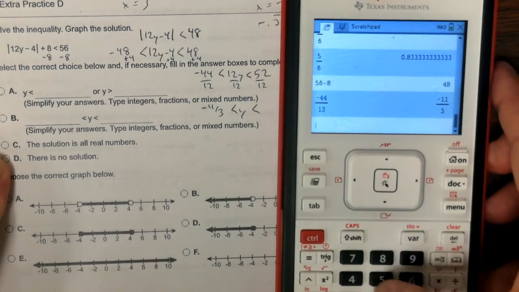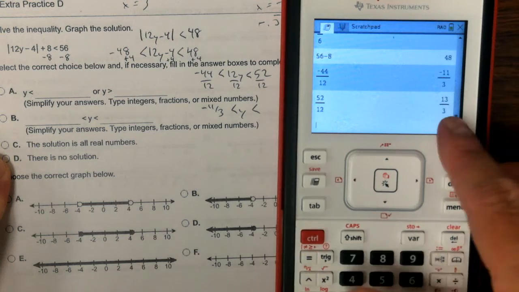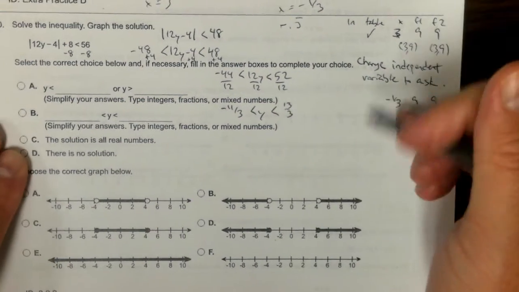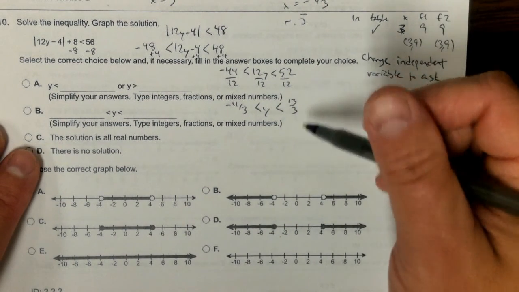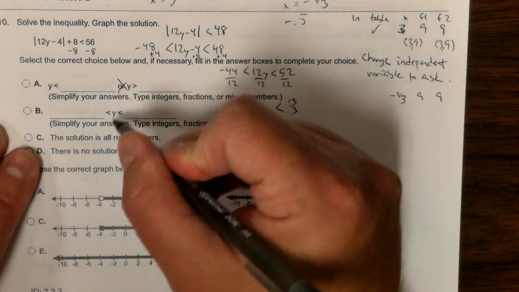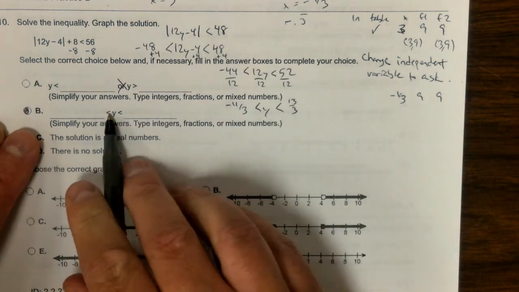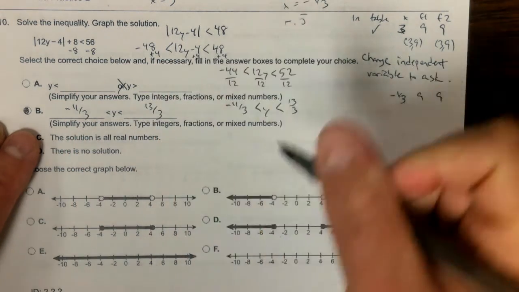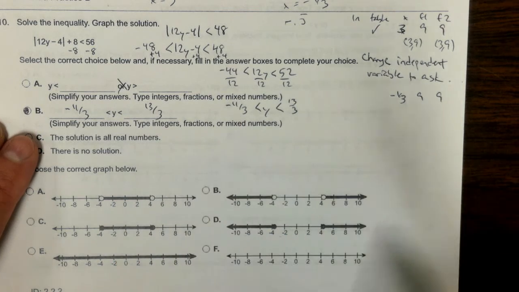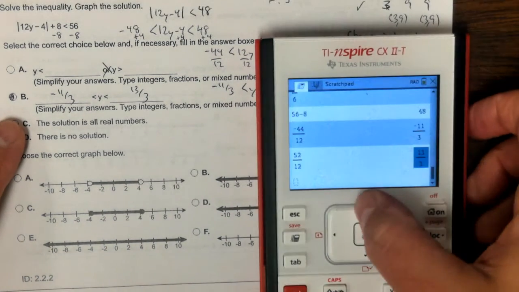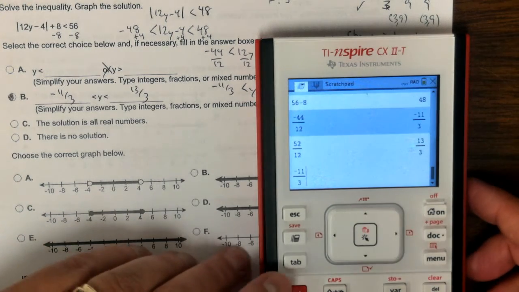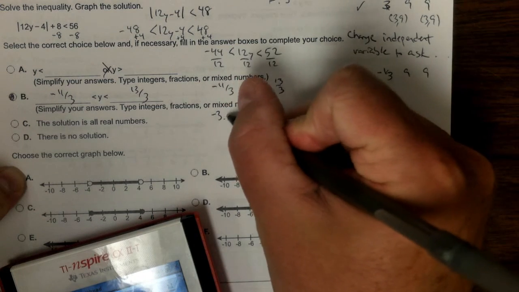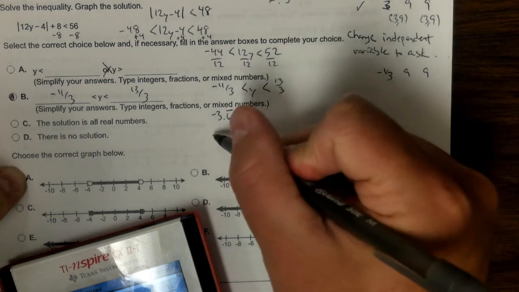And then 52 divided by 12 reduces to 13/3. So it's a less than, so it's not an or. It is the one with the less thans. -11/3 and 13/3. So to graph that, let's just see what the numbers are. So this is -3.6 repeat. So I'm going to be looking close to -4.